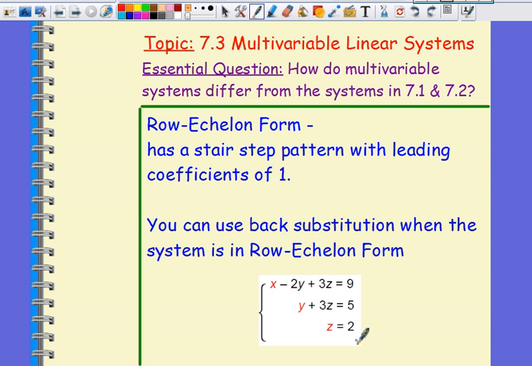So if I know z is 2, then I can plug that in here. This becomes 3 times 2, of course, is 6, and then I can solve for y, correct? And then if I know z and y, I can go back, substitute it for z and y, and find my x. Does that make sense? Okay, let's do a couple of those real quick, and then I'm going to show you a way to just use your calculator, all right?